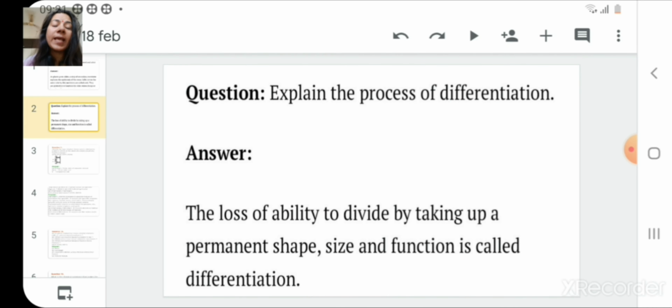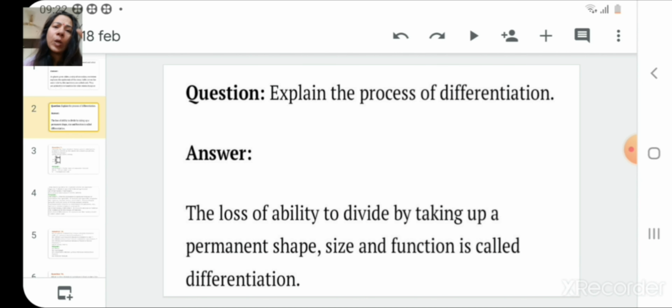Now the second question is, explain the process of differentiation. This differentiation process is very important and it demarcates meristematic tissues from permanent tissues. And this differentiation process takes place in plants as well as in animals. So let us see what we have to write in this question's answer. The loss of ability to divide by taking up a permanent shape, size and function is called differentiation.